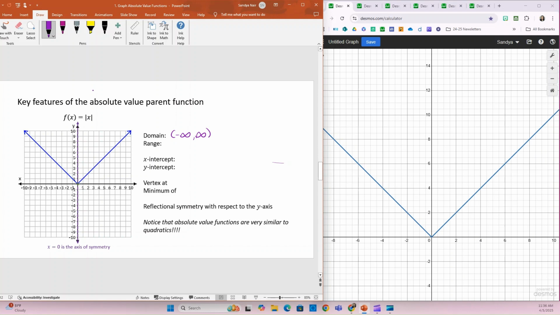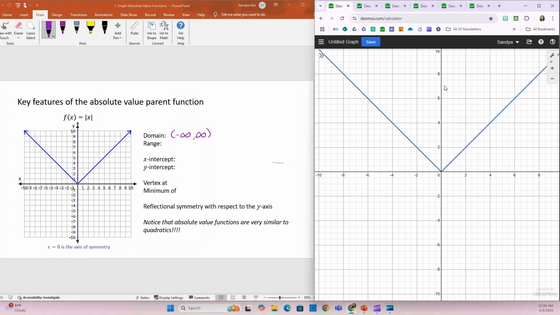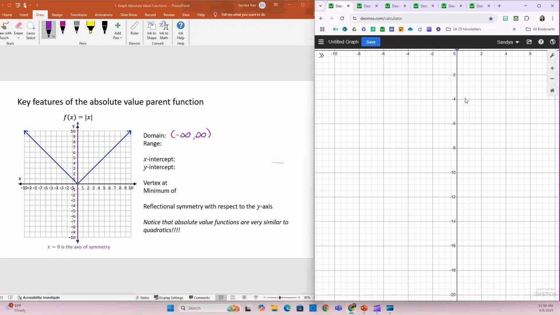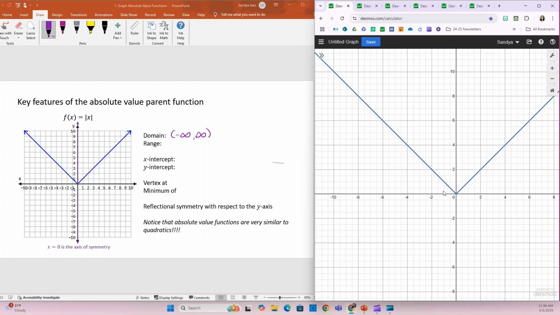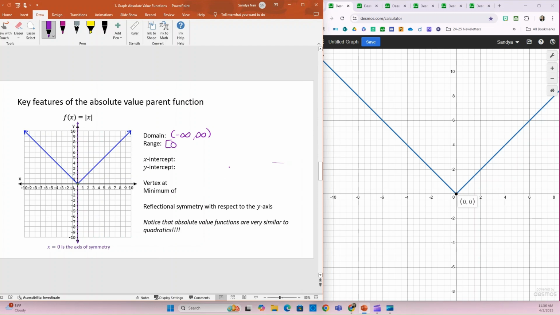So now let's look at the range. The range, remember, goes from low to high. So if I look at this graph, notice that it doesn't include all values of y. The values of y, all these negative values, they're not included. And so the y values will actually start at 0 and then go up from there. Okay, so 0 is included. So I'm going to do a square bracket at 0, and then it goes all the way up to +infinity.